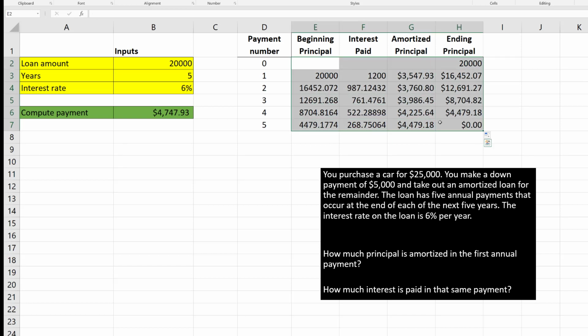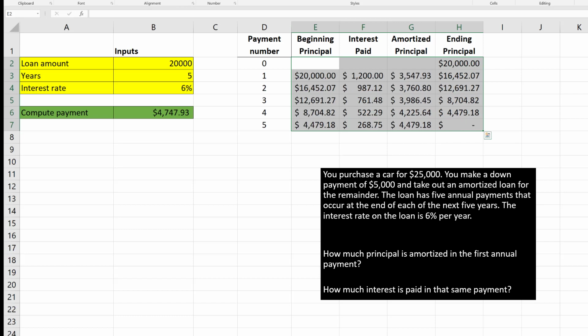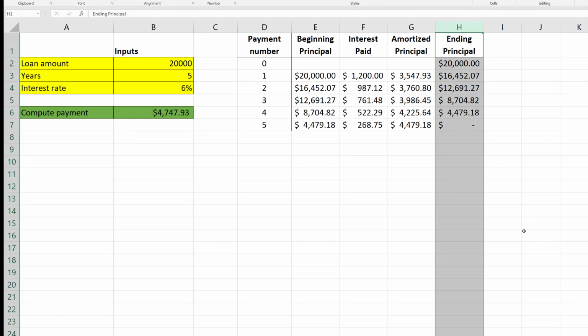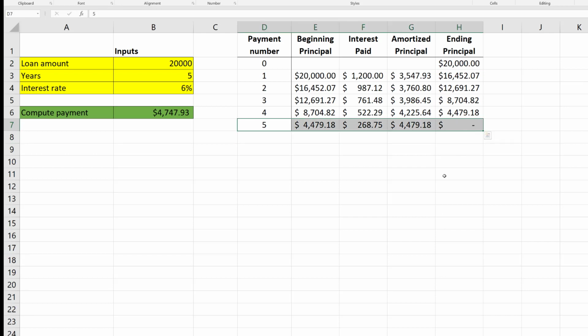Cleaning this up just a little bit so that everything looks sort of the same. We'll put $ signs and commas everywhere. And there we have it. We have our amortization schedule. A few quick observations. First, look at this column. The loan goes from the full amount of $20,000 all the way down to 0. That is, the principal is fully paid off after the last payment. So that's observation number 1.